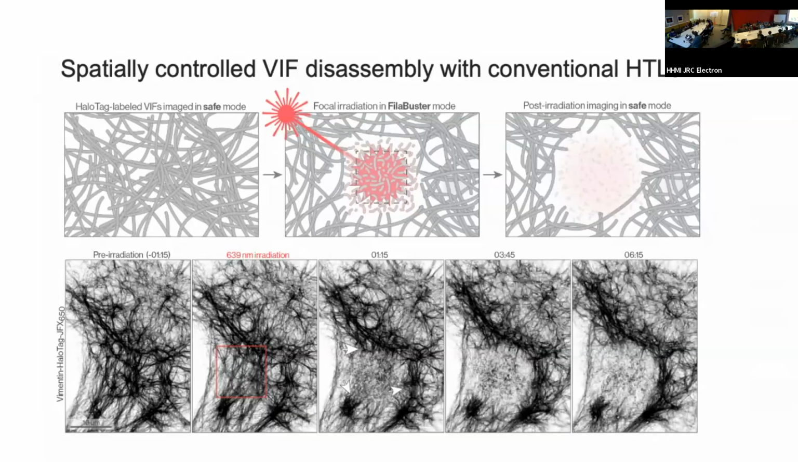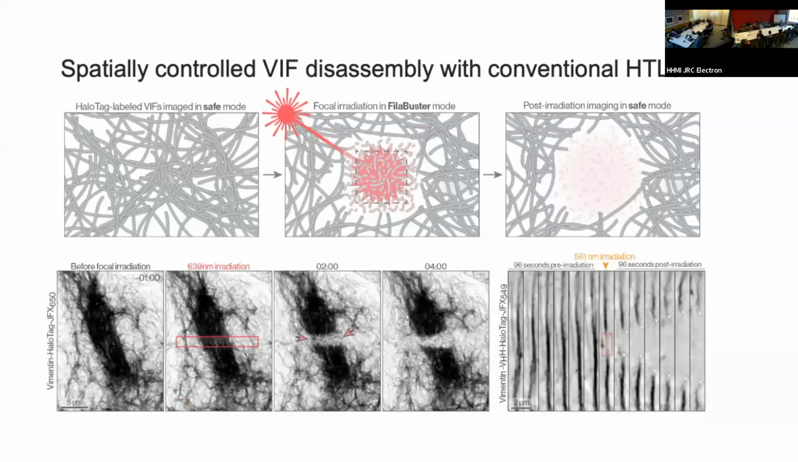So we had originally tried to just make a tool that would let us disassemble IFs, and we ended up with something that allowed us to do it in a spatially and temporally controllable fashion. Here on the bottom is a representative montage. The second frame is actually after irradiation, so you can see they're not bleached within the box, but within 1 minute and 15 seconds, the signal drops due to the fragmentation and diffusion of the fragments out.